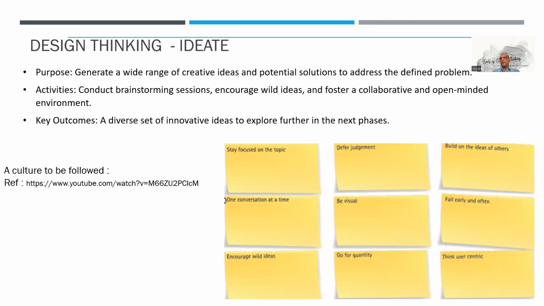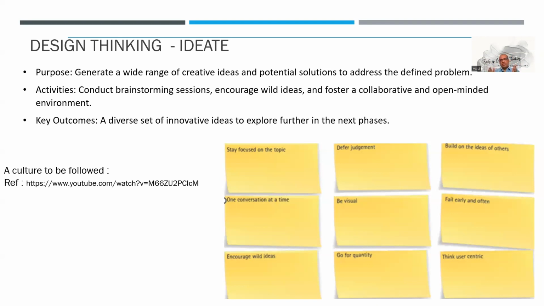It is saying topics that have been followed by IDEO. The same is being presented over here. It is: stay focused on the topic. Whenever some discussion is going on, deviation from the topic is not supposed to happen. Even though the idea may be vibrant, may go in a different dimension, it should be talking about that topic.